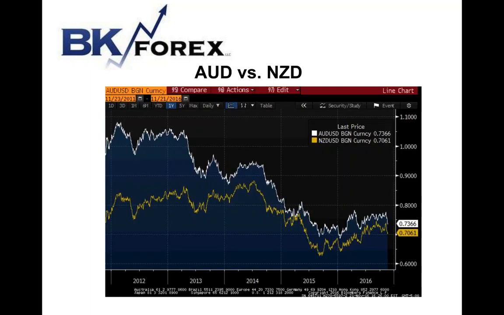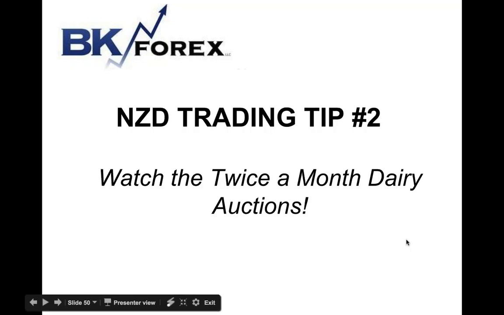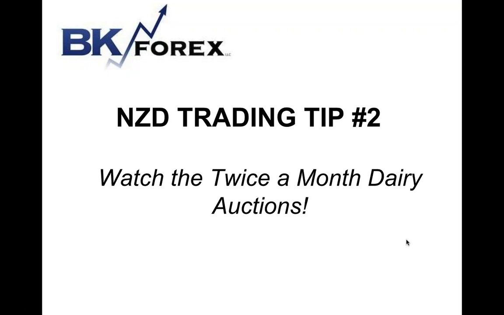Here's the Aussie Kiwi. You can see the very, very strong decline of the Australian dollar. This is the Australian dollar declining against the New Zealand dollar over time. We watch the twice-a-month dairy auctions. They usually come out during New York morning time, around 9:30, 10 o'clock in the morning, New York time, the final results.